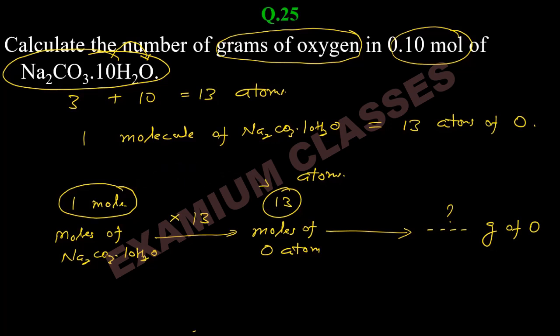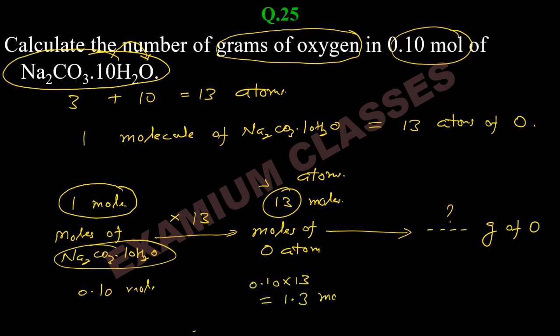1 mole of Na2CO3.10H2O will be equal to 13 moles of oxygen atoms. So 0.10 mole of this will be 0.10 into 13, that is 1.3 moles of oxygen atoms. And then you know the relationship: 1 mole of oxygen atom is equal to 16 grams.